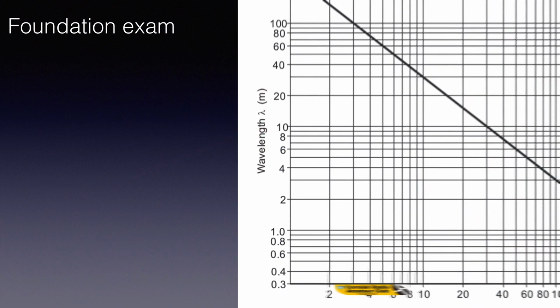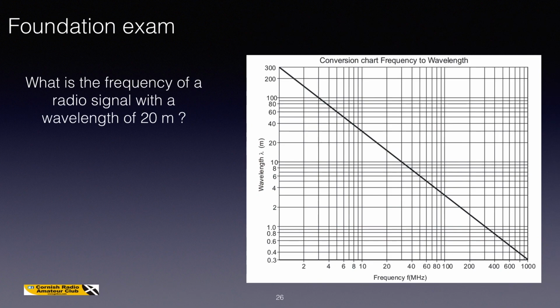So similarly, you need to be able to do it the other way. What is the frequency of a radio signal with a wavelength of 20 meters? Well, we've been given the wavelength, so we start on the wavelength axis, we draw horizontally until we intersect with the graph, and then vertically down. And the answer then is 15 megahertz.